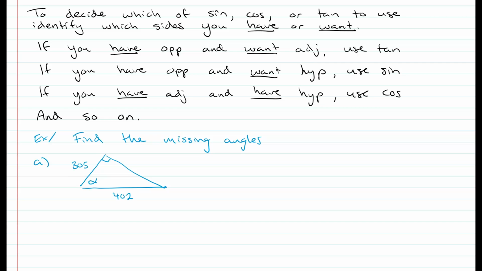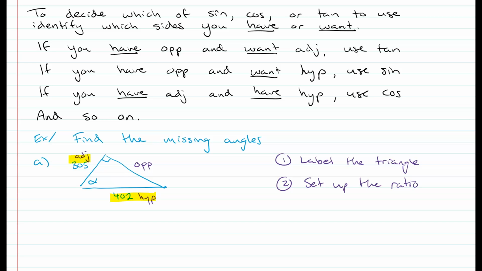Here's my triangle. Don't get freaked out by big numbers, it doesn't change. Step 1, label the triangle with respect to that alpha, that angle: opposite, adjacent, and hypotenuse. Then we're going to set up the ratio. So let's look at what sides we have or want. I have a number for the adjacent and I have a number for the hypotenuse. So adjacent and hypotenuse is going to be the cosine ratio.